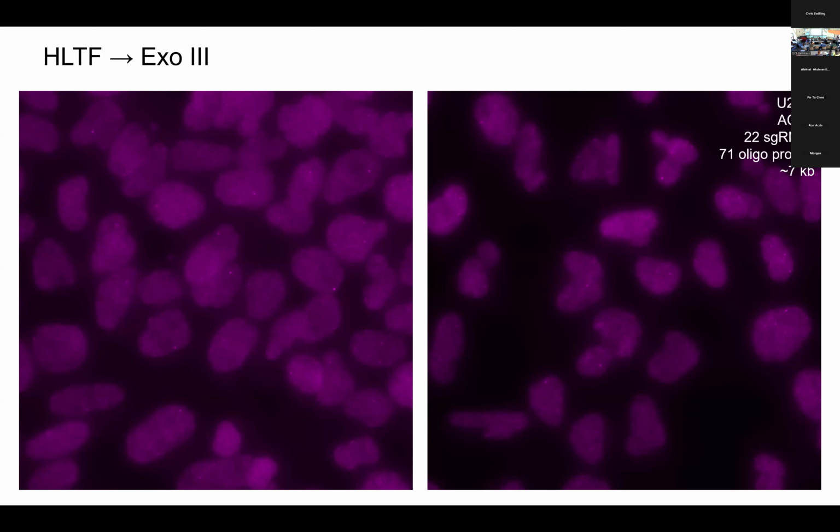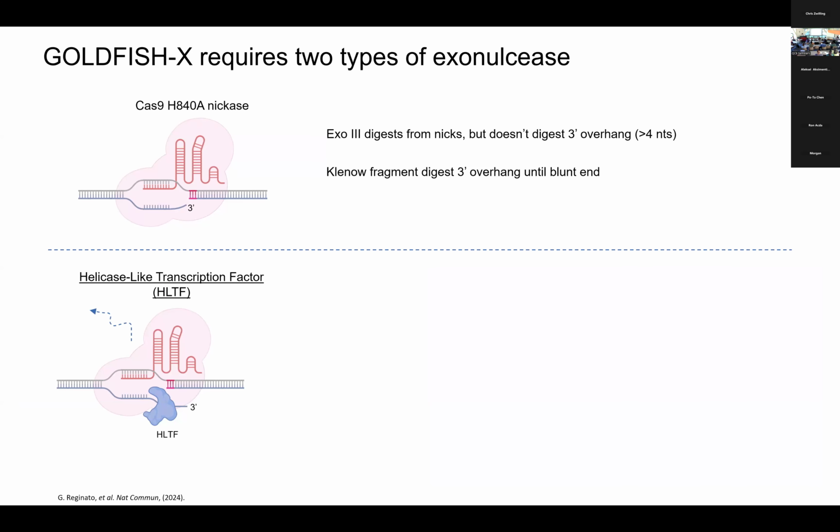After HLTF treatment, we started to see some DNA FISH spots showing up in our sample. However, it kind of worked, but the labeling efficiency was really low. So we stepped back again to think. We realized that the exonuclease we used, Exo III, digests the nick but doesn't really digest the 3' overhang. There's another class of exonuclease that digests the 3' overhang.